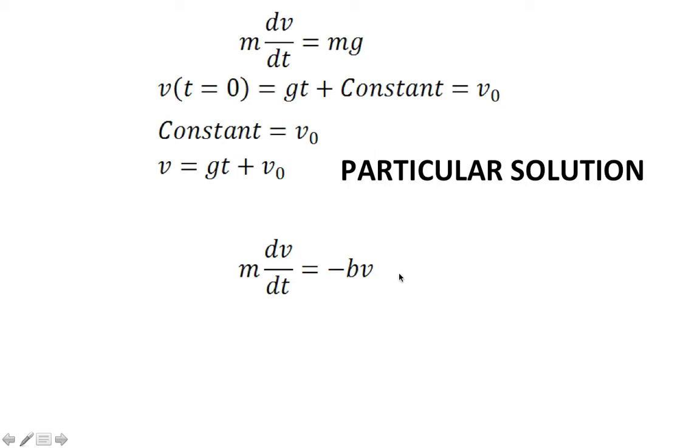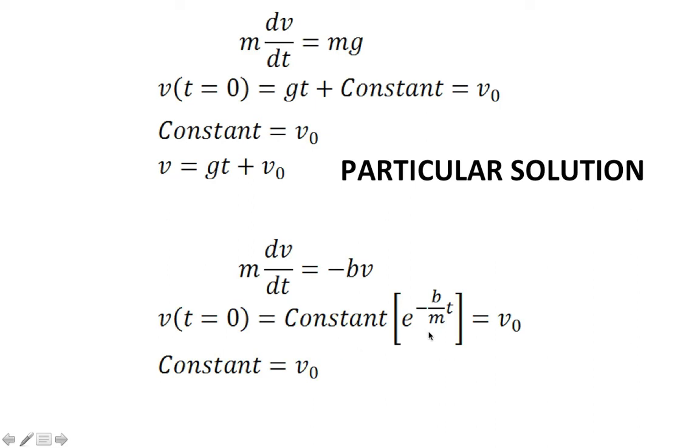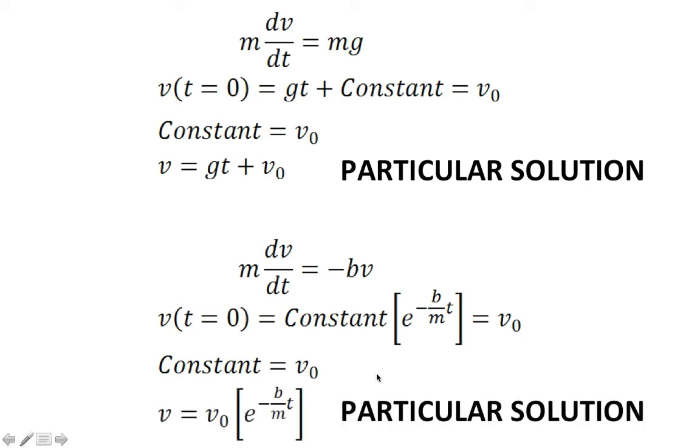We start off with this differential equation, and we found that the solution was constant e to the negative bmt. We're again going to insert our boundary condition that when t equals 0, v equals v0, and solve for the constant. This gives us a particular solution of v equals v0 e to the negative bt over m.